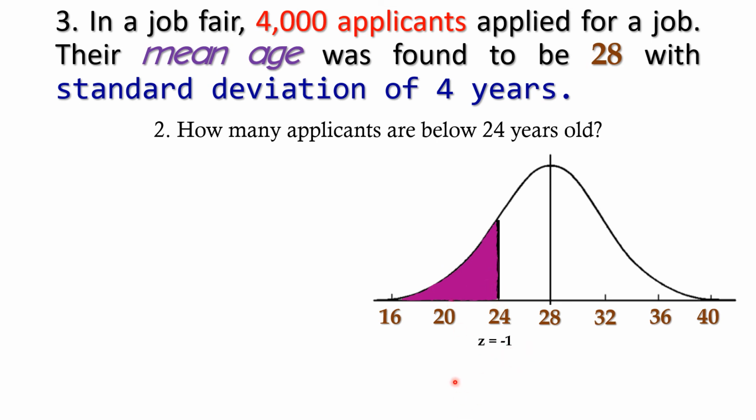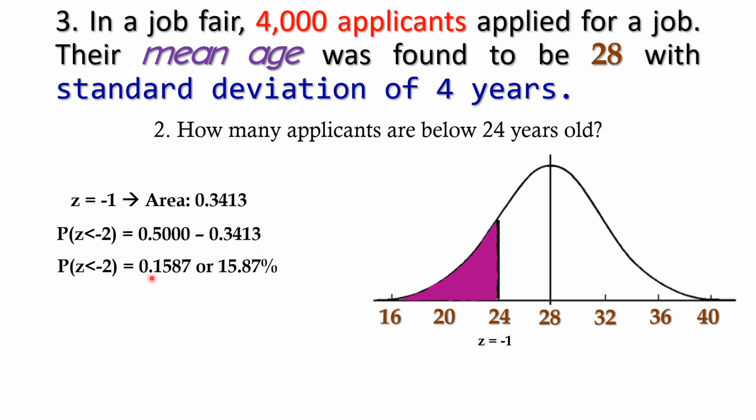Okay, first thing to do is to consult the z table for the corresponding area of z equals -1, and that is 0.3413. Okay, 0.3413 is the area from the mean going to z equals -1. But our question requires us to know the area before z equals -1. So we must do this step. 0.5000 minus the area we have, which is 0.3413. Then the remaining area is 0.1587 or 15.87%. So this is now the area that we need to know.